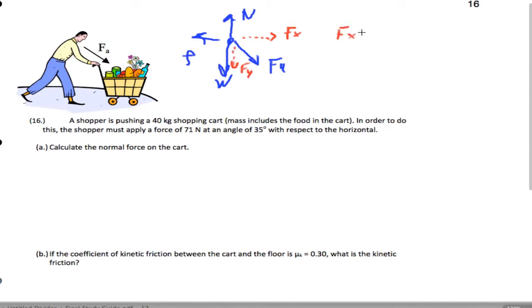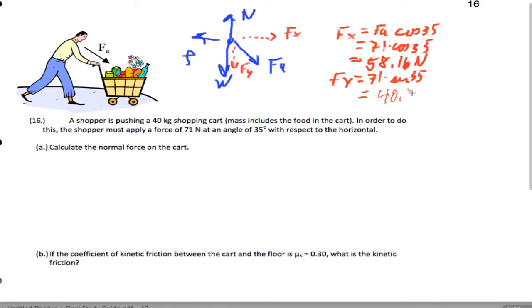And I want to refresh your memory that Fx is going to be Fa times the cosine of 35, and that's going to work out to 71 times the cosine of 35, and Fy is going to be 71 times the sine of 35. So when I put that in the calculator for each of those, I'm going to end up getting 58.16 and 40.72 newtons. Excellent.